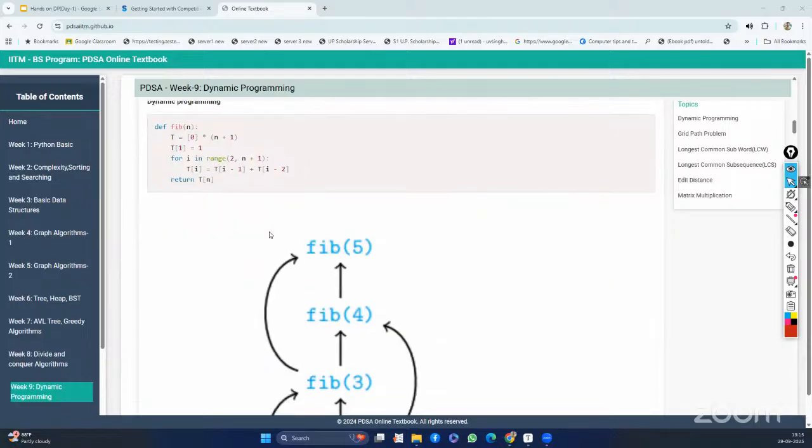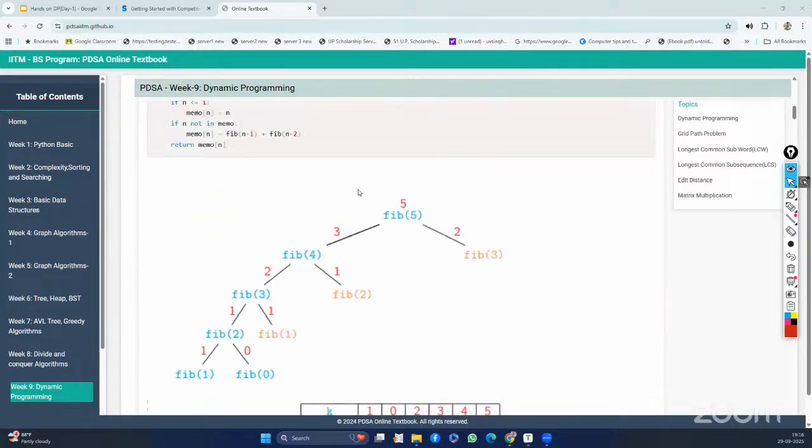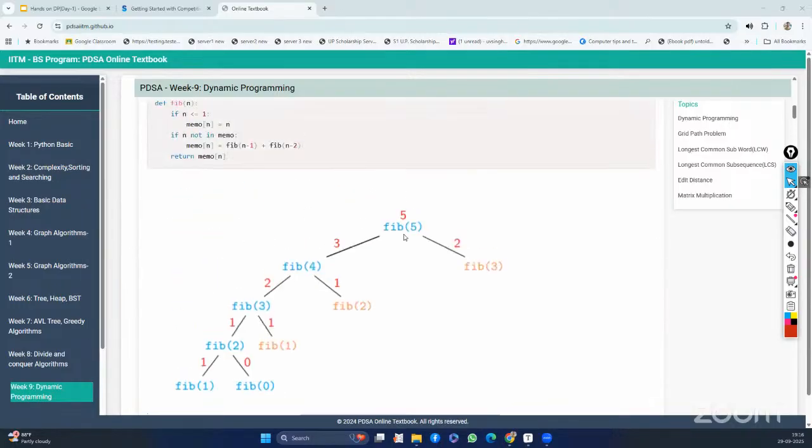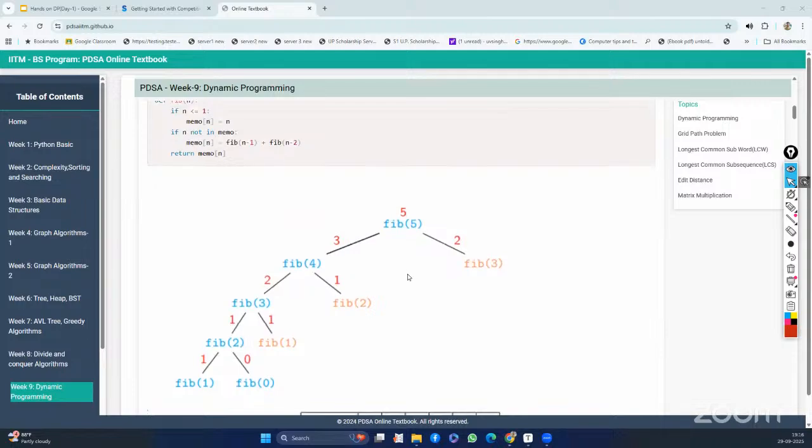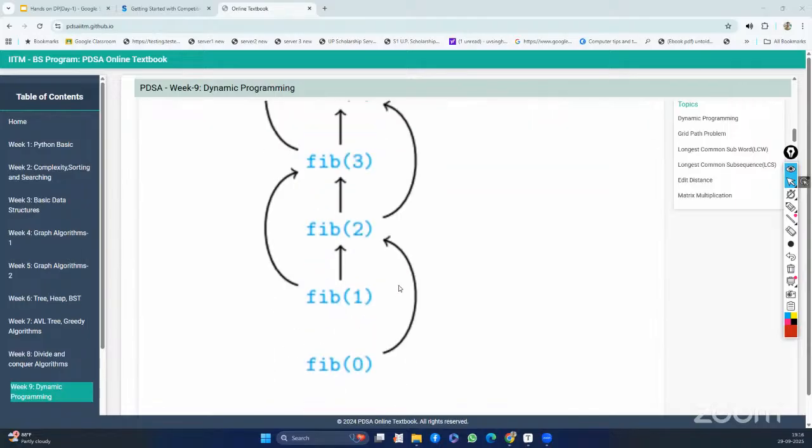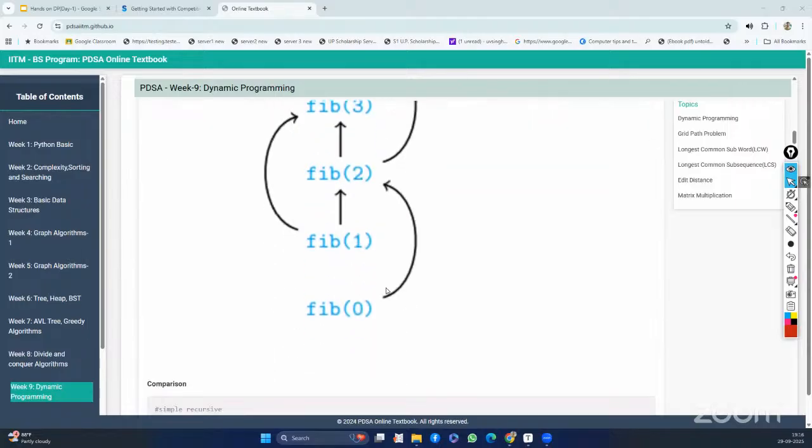Here we start with the smaller problem first. That means we solve the subproblem first, and we use the solution of the subproblem to achieve the solution of the main problem. In the previous approach, we started from the top, called recursively till the end, and then stored the solution and used it. But here we start from the subproblem, as you can see in this diagram.